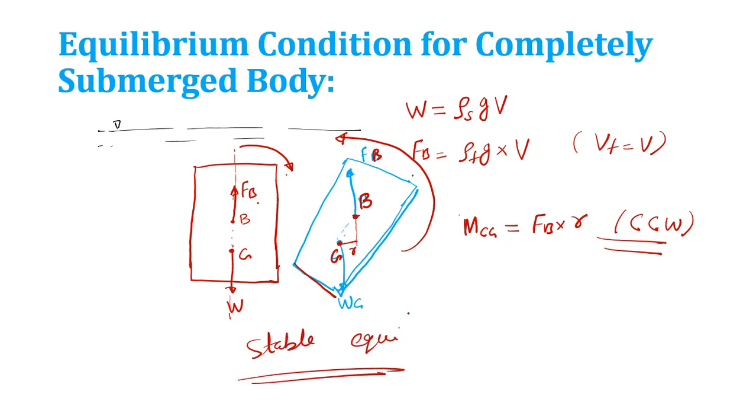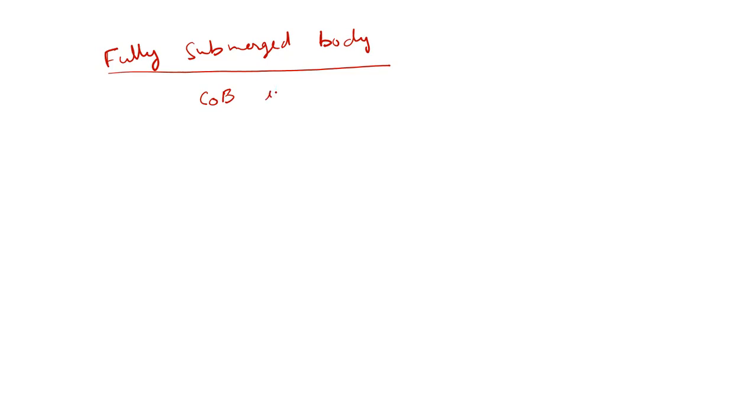So in the case of a fully submerged body, what we studied is that when the center of buoyancy is above CG, then it is a stable condition. Similarly, let's suppose it is not above, if it is below, let us consider that situation.